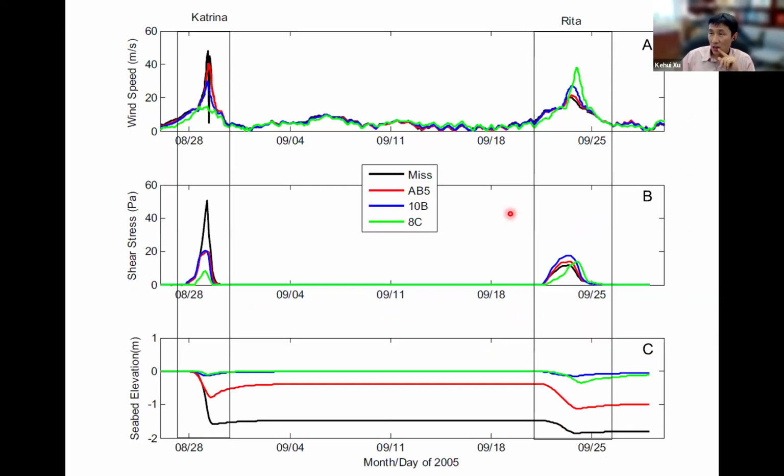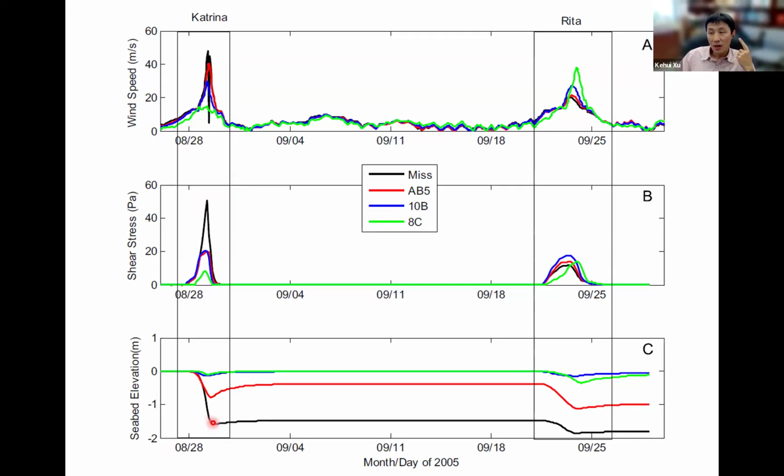Now let's take a look at the change, okay? So for MISS, which is black, peak wind, 50 meters per second. Peak shear stress, 50 Pascal. Okay, this is a huge number because normally we deal with a shear stress between 1 and 10, but over here we are dealing with a 50. Over 1.5 meters of sediment is eroded at this location.